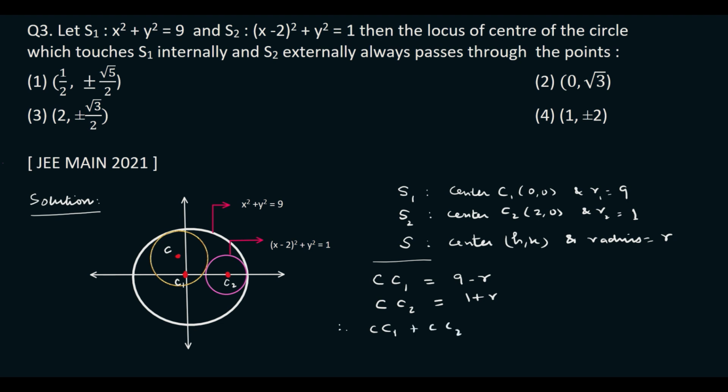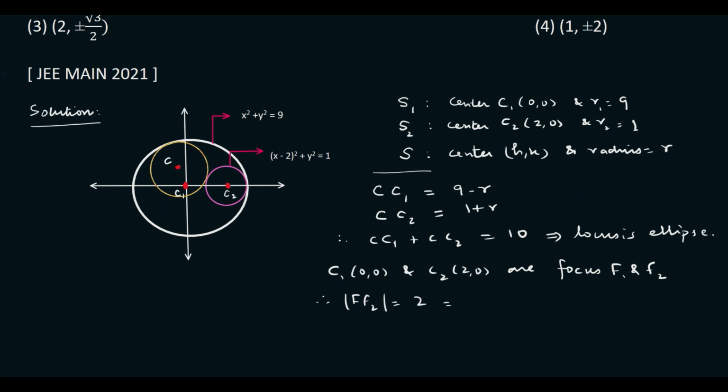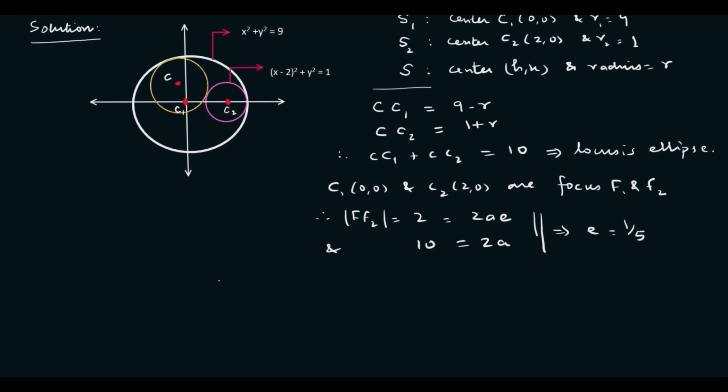Now if you add these two, CC1 plus CC2 becomes 4, which is a constant. Hence the locus of the center C is an ellipse. Sum of the distances is constant. You might remember it is the condition for an ellipse. C1 and C2 act as the foci F1 and F2, and the distance F1F2 will be 2AE, which here is equal to 2. Now the sum of the distances is equal to 2A, so 10 is equal to 2A, so A will become 5. Now if you take the ratio of these two equations, you get E, which is 1 by 5.